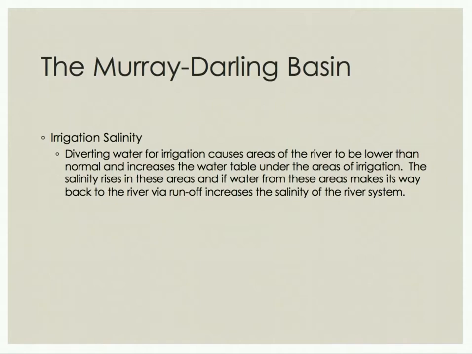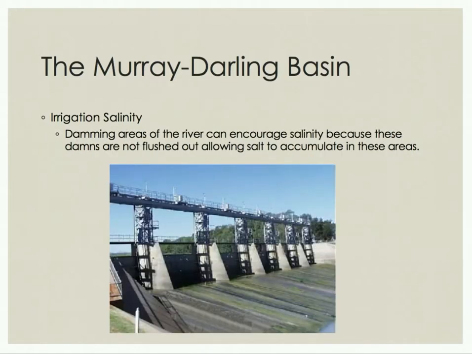Diverting water for irrigation purposes causes areas of river to be lower than normal and increases the water table under the regions of irrigation. The salinity rises in these areas, and if water from these areas makes its way back to the river via runoff, it increases the salinity of the entire river system. So that's irrigation salinity by diverting water. Damming areas of the river can encourage salinity because these dams are not flushed out, allowing salt, again, to accumulate in these areas.